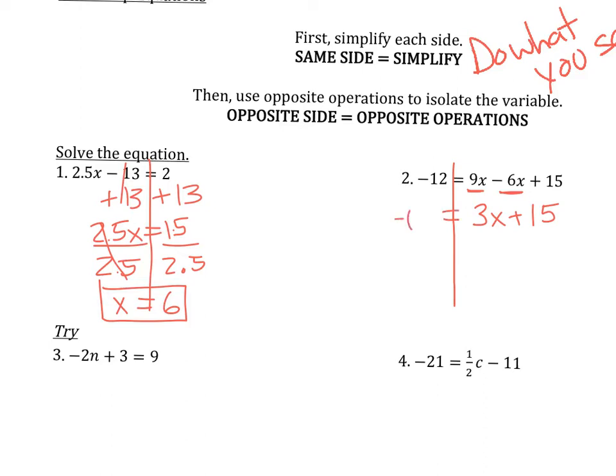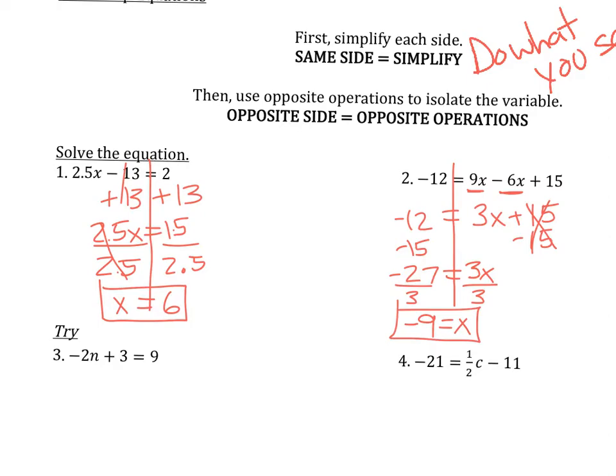Okay, bring down my negative 12 on the left-hand side. And now I'm done with same side simplify, right? There are no more like terms on the left or right. So I'm going to go ahead and do my opposite operation. So I subtract 15. Okay, so negative 12 and negative 15 is negative 27. I have 3x. I just got rid of this stuff. 3x, as a reminder, is multiplication. So I divide by 3. And negative 27 divided by 3 is negative 9 equals x. So I have x by itself, and that is done.